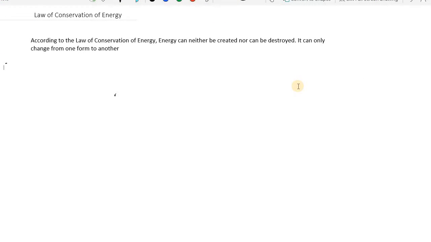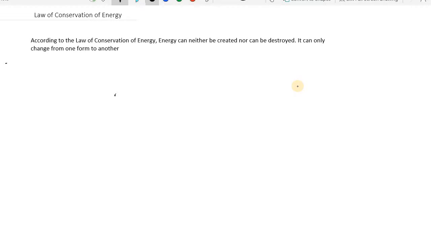Hi, in this session, let us look at the law of conservation of energy. According to this law, energy can neither be created nor can be destroyed. It can only change from one form to another. So now let us look at the case of a freely falling body and the total energy at different positions.